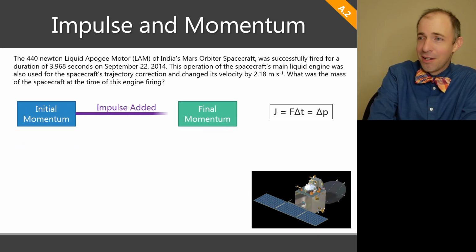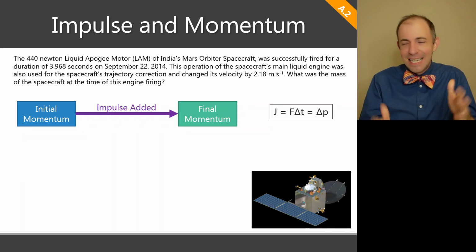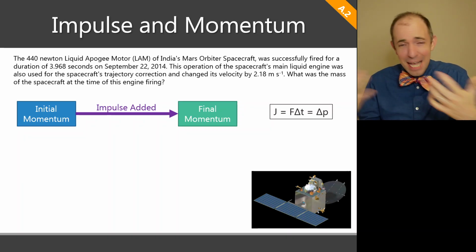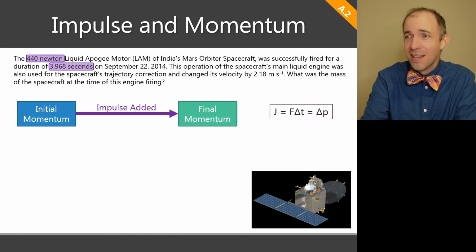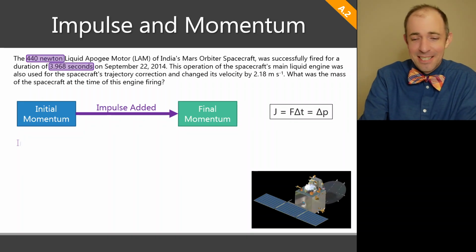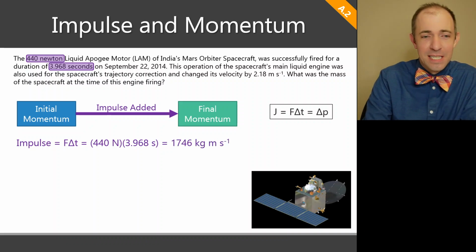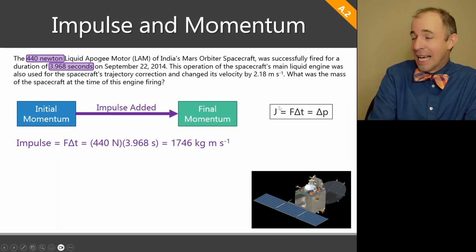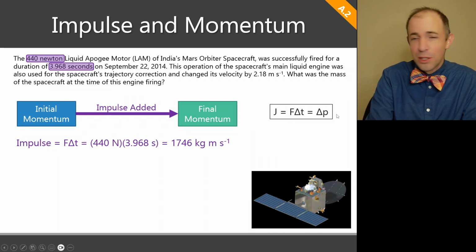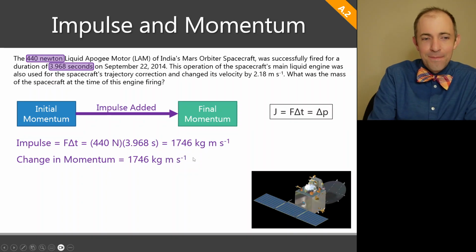All right, my scenario is the same. I have some initial momentum, some impulse added. The change in the momentum is equal to that impulse. That's how much it changes. So let's calculate the impulse. I have 440 newtons for 3.968 seconds. I can calculate impulse is 1,746 kilograms times meters per second. As a reminder, impulse is equal to a change in momentum. So that is my momentum change.